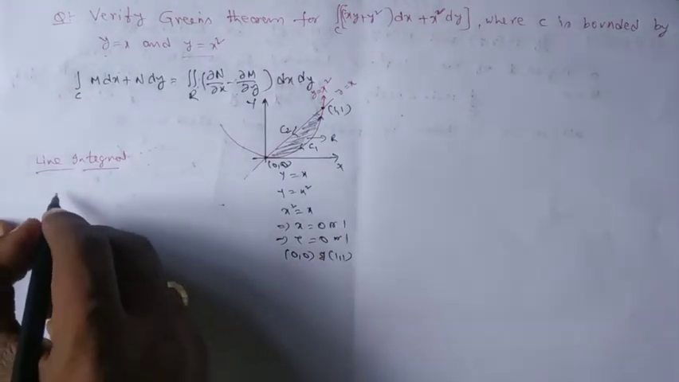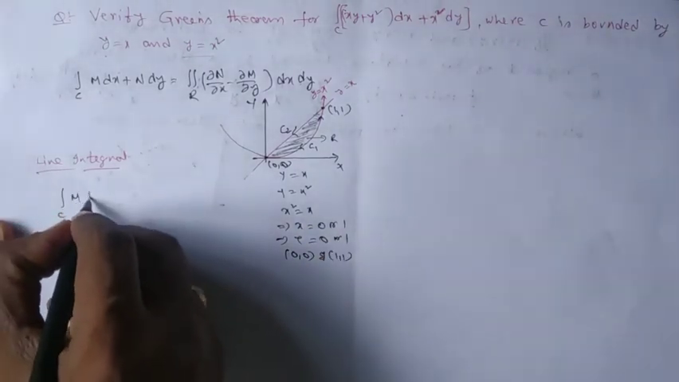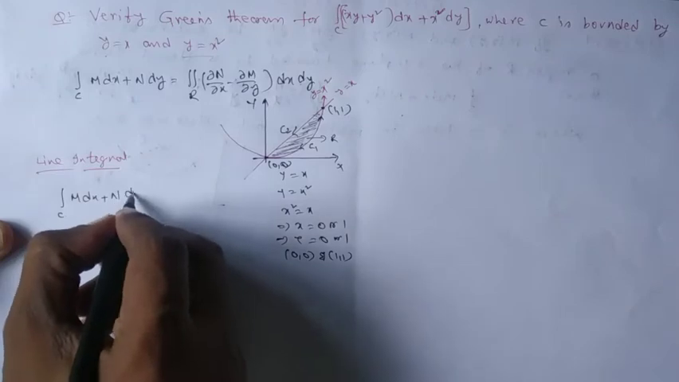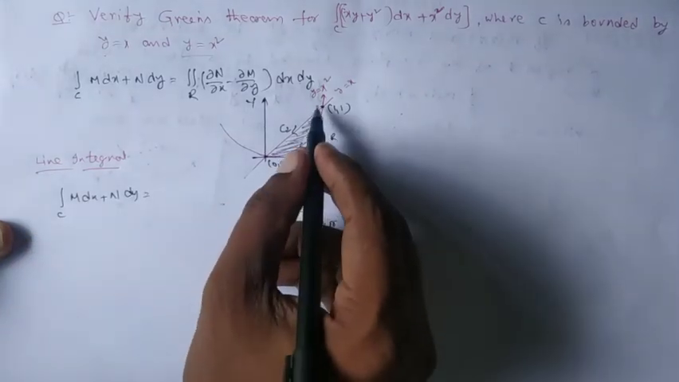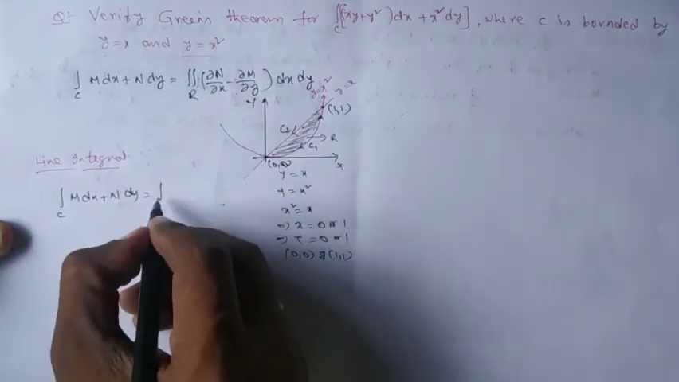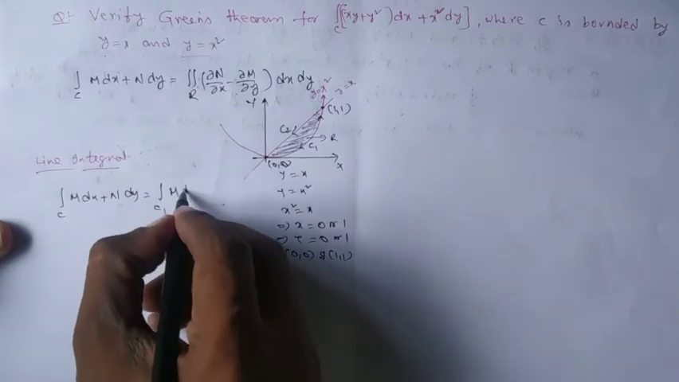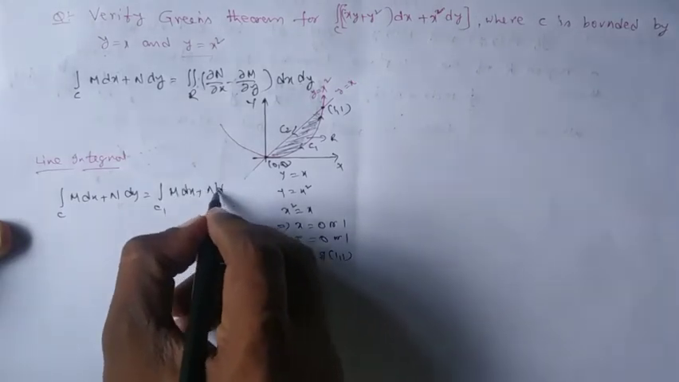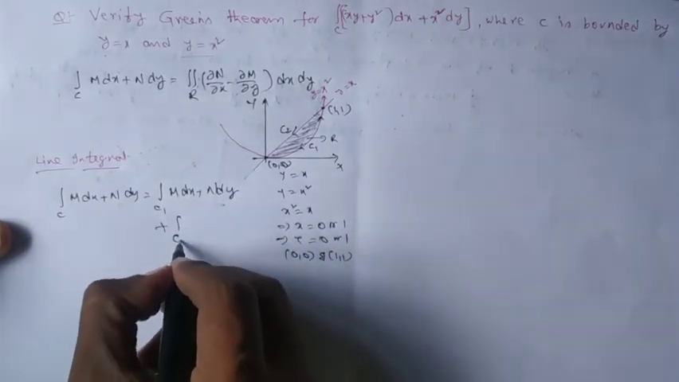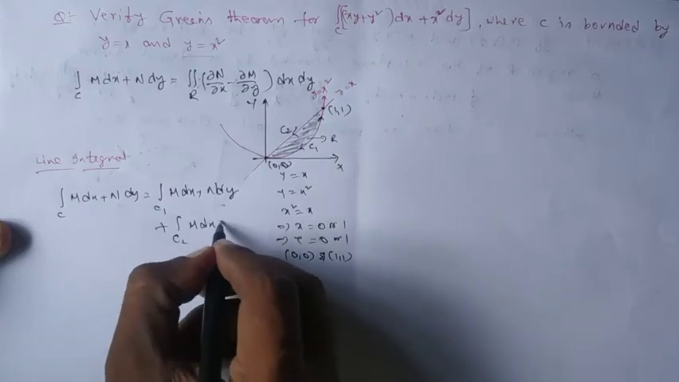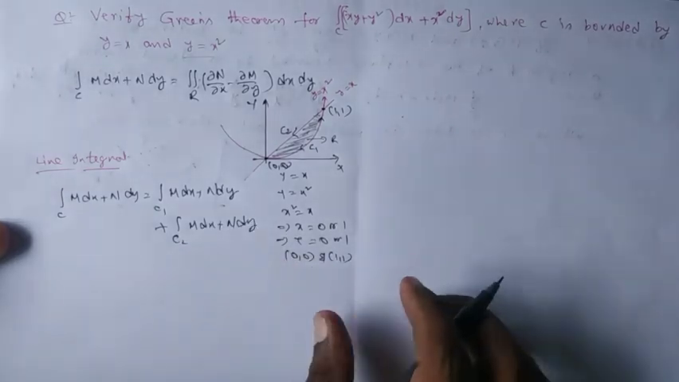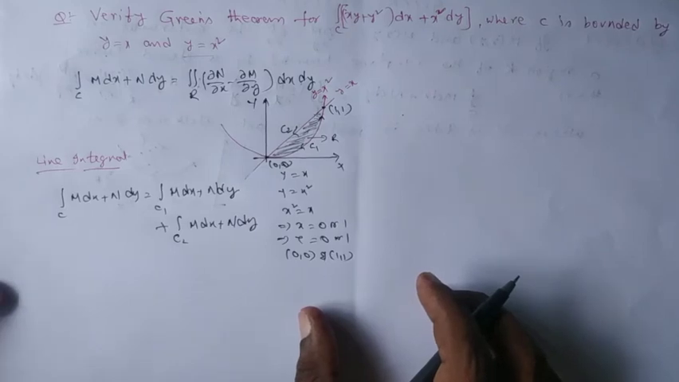So I just want to write here integral over C of m dx plus n dy. Since this C consists of two portions of the curve like this, we can write integral over C1 of m dx plus n dy plus integral over C2 of m dx plus n dy. That means we need to evaluate these two integrations now.